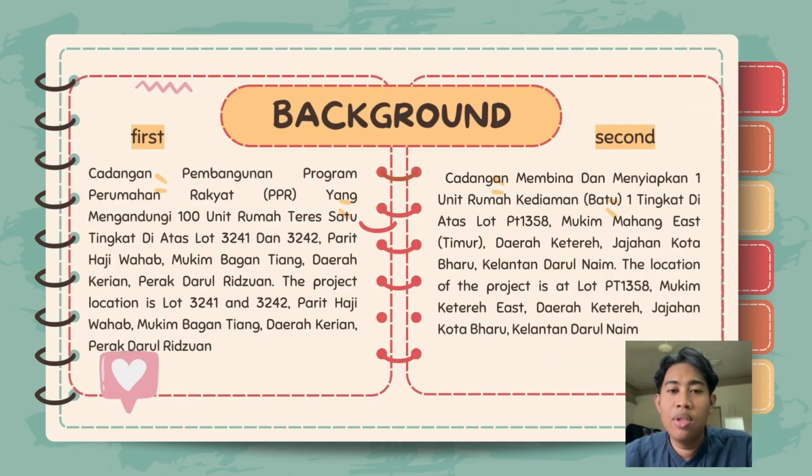Okay, now we go to the background of the selected case study that our group chose, which is first, cadangan pembangunan program perumahan rakyat PPR yang mengandungi 100 unit rumah teres satu tingkat. Second is cadangan membina dan menyiapkan 1 unit rumah kediaman batu satu tingkat di atas lot PT 1358.